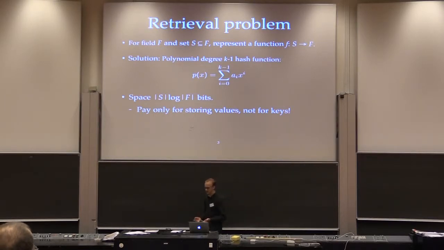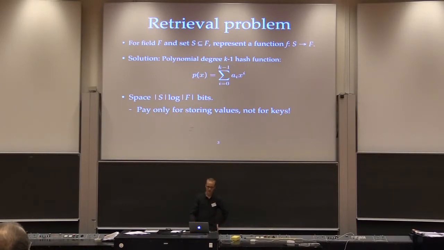In some cases, you may not want to store the keys themselves, either because they use a lot of space, or because you somehow don't want to reveal the keys. If you know Shamir's secret sharing scheme, it's an example where you don't necessarily want to store the keys. Now, this of course requires the values that we store to be in this field from which the key comes.